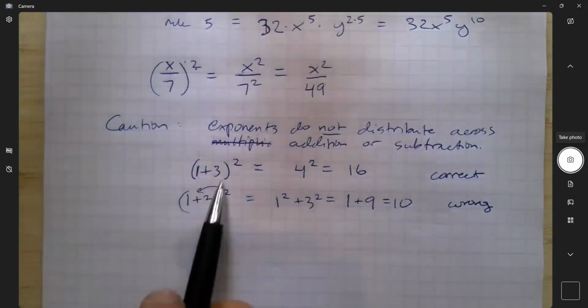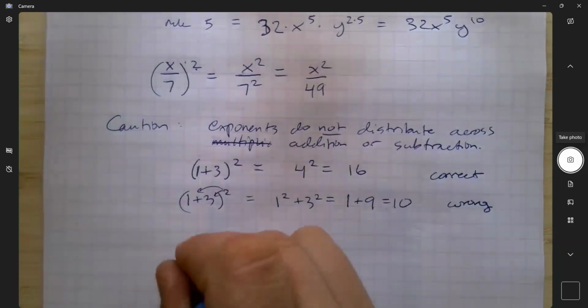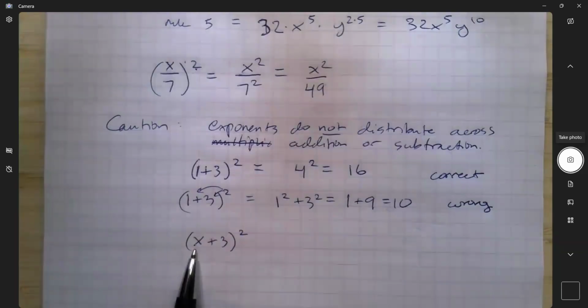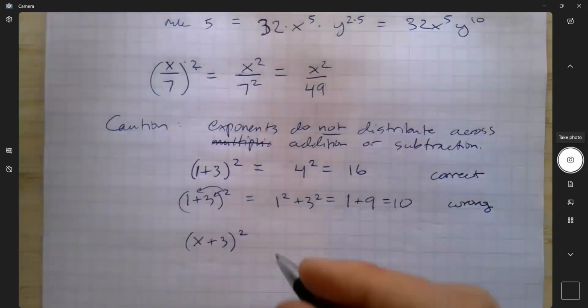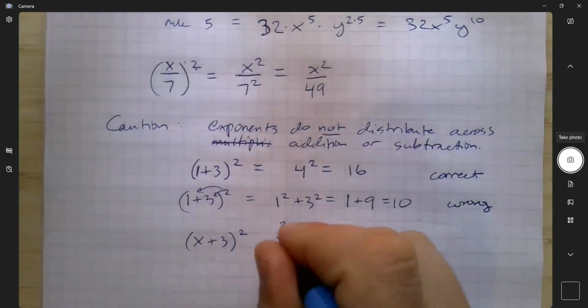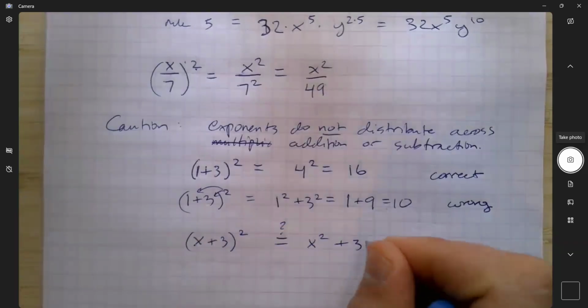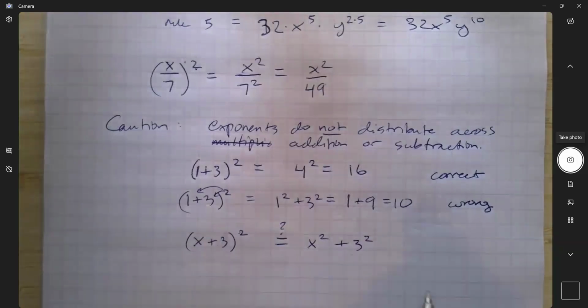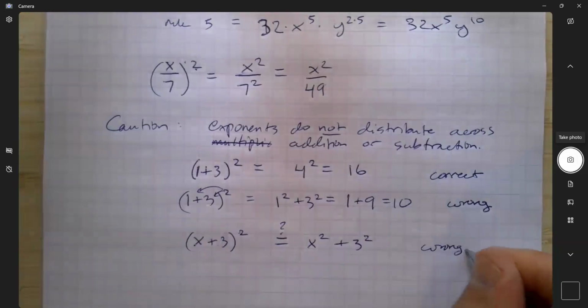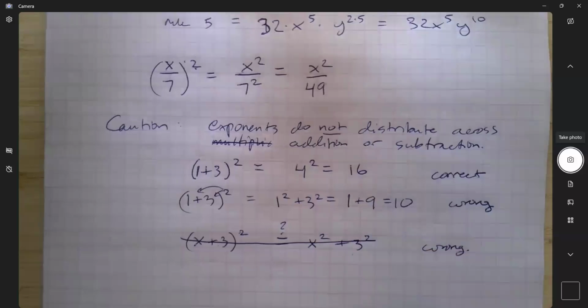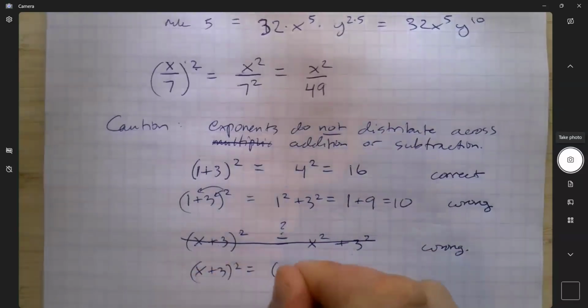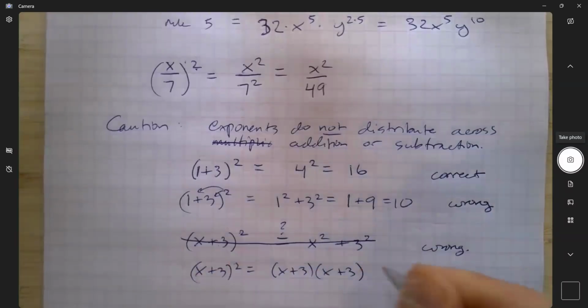And maybe it makes sense with numbers, but where the problem often comes is when we use variables as well, because it's very common to see, oh, the squared goes on the x and the squared goes on the 3, but this is wrong. x plus 3 squared is x plus 3 times x plus 3.